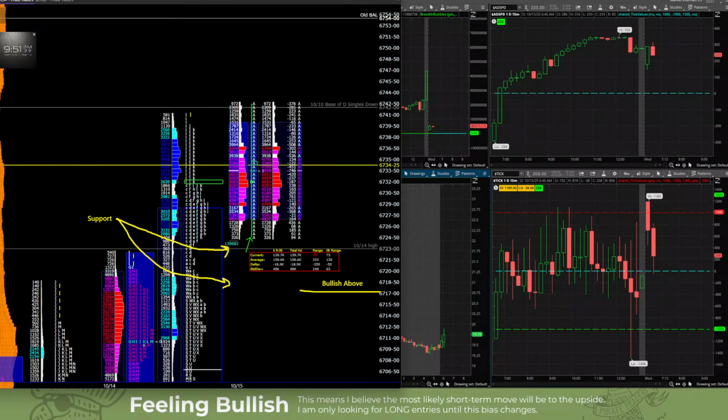We got FOMO. They're chasing price. These short-term traders are fixing to get themselves squeezed. Couldn't even wait for a gap fill.